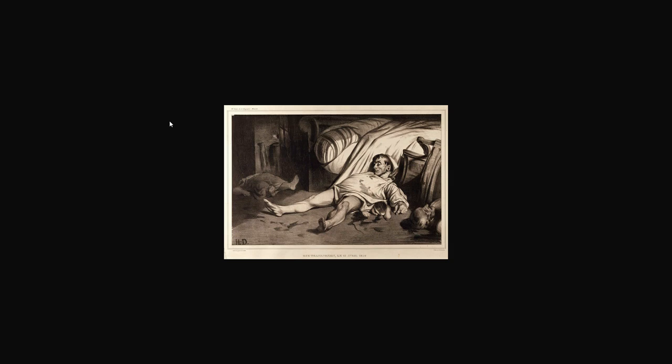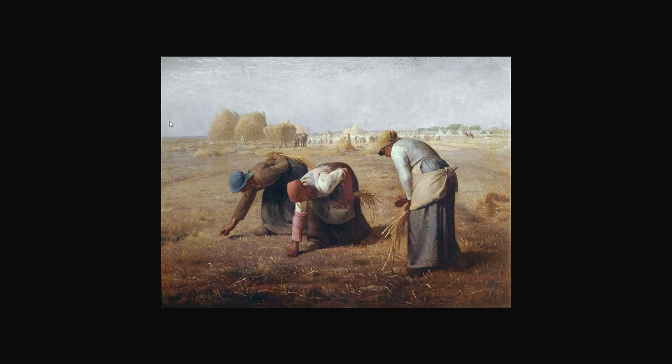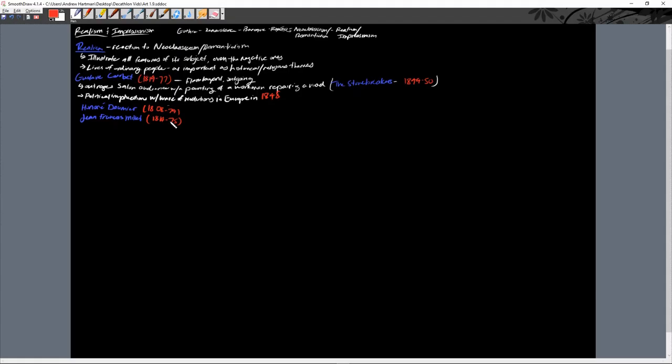And a man just kind of sleeping, several people sleeping, looks like maybe inebriated. And then here's one by Jean-François Millet, right? Showing just farmers doing farmer stuff, right? Okay, so that is realism.